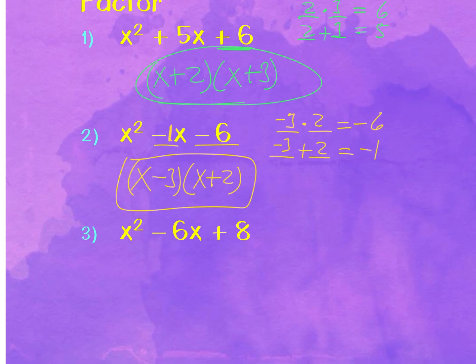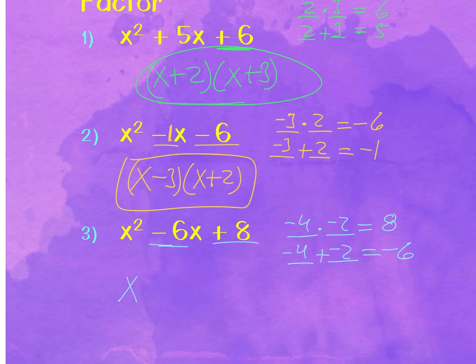We can do the same thing with the next one. You're looking for numbers that multiply to 8 and add to negative 6. What times what gets me 8, and what plus what gets me negative 6? In this case, it's going to be negative 4 and negative 2. Negative 4 times negative 2, negative times negative gets you positive, and when you add the two numbers, you get negative 6. They're both negative, so it's going to be x minus 4, x minus 2.